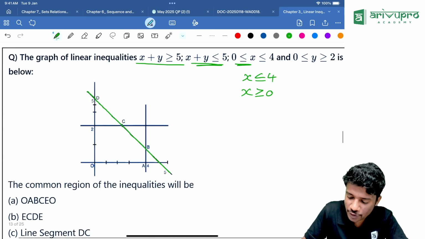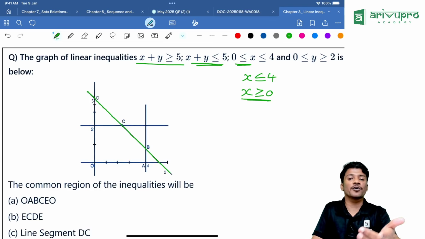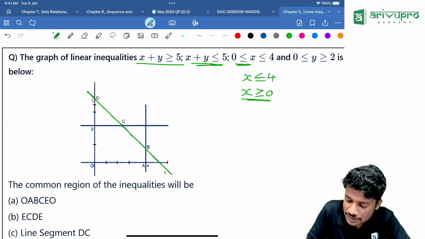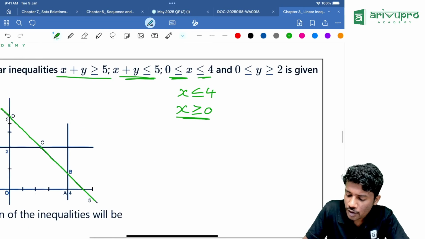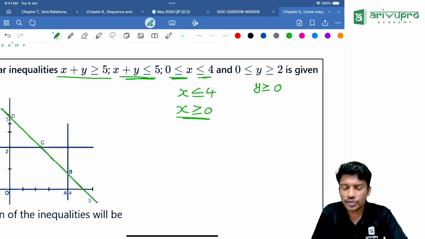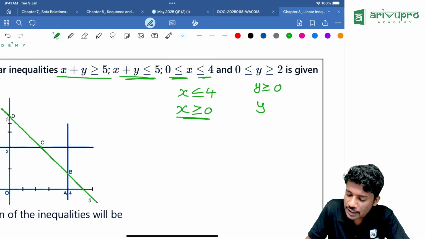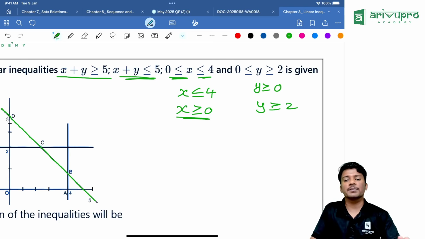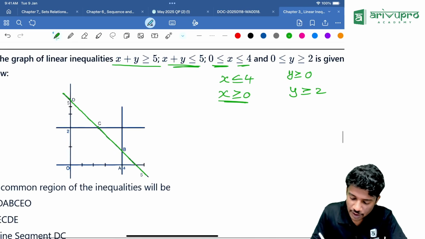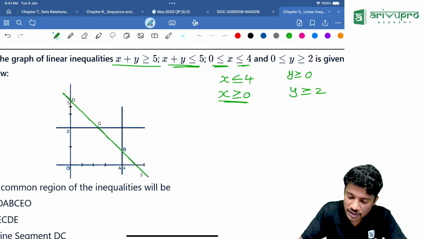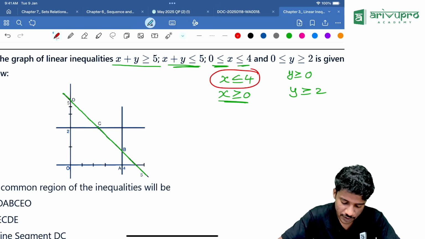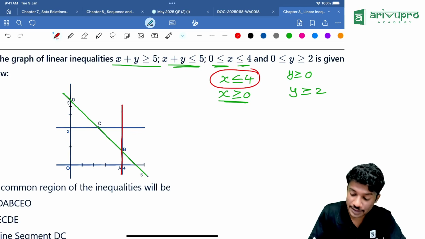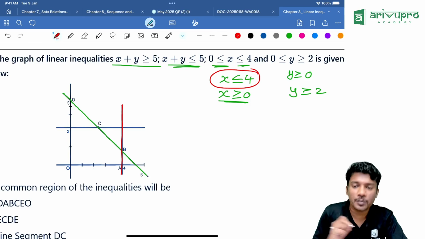That means 0 less than or equal to x can be written as x is greater than or equal to 0. Then x less than or equal to 4 stays as x less than or equal to 4. From here, y is greater than or equal to 0 as well as y is greater than or equal to 2. Keep that in mind. Now check. x is less than or equal to 4. Which graph is it? Is that the graph, whichever is marked in red?